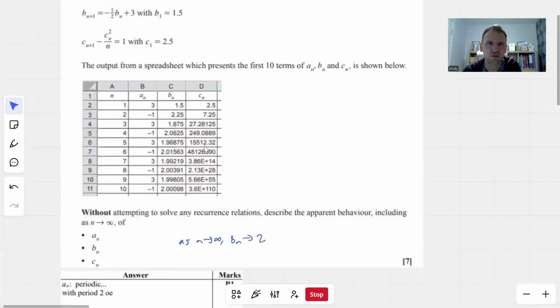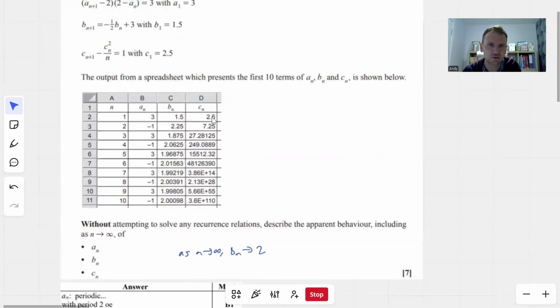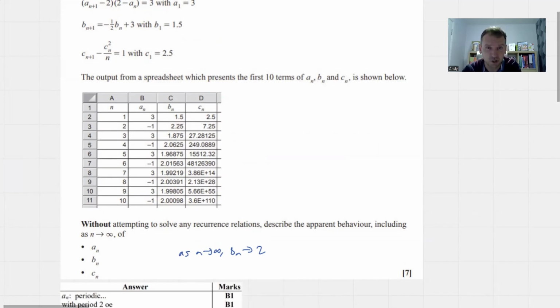And the third one here for cn. So cn, it just keeps getting bigger and bigger and bigger. So it's definitely not convergent. So the opposite of convergence, say something's not convergent, is divergent. You could have here just said as n tends to infinity, cn tends to infinity, but divergence is a good technical term to use here.